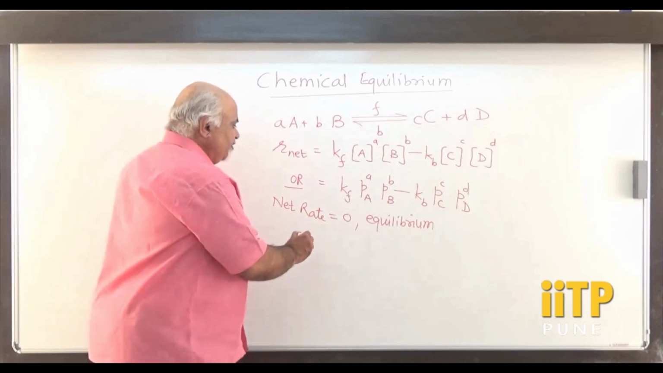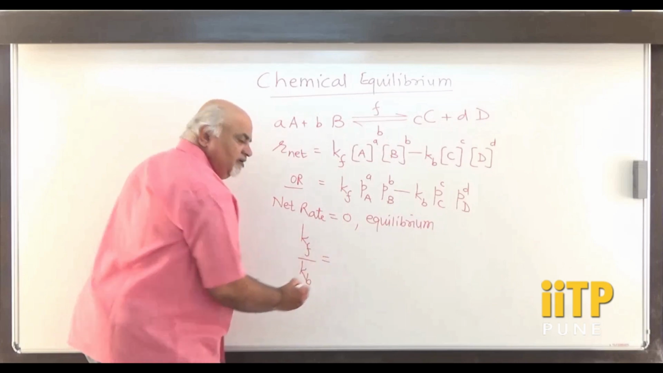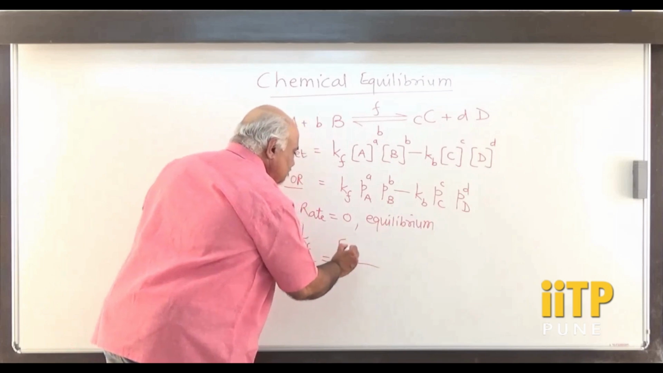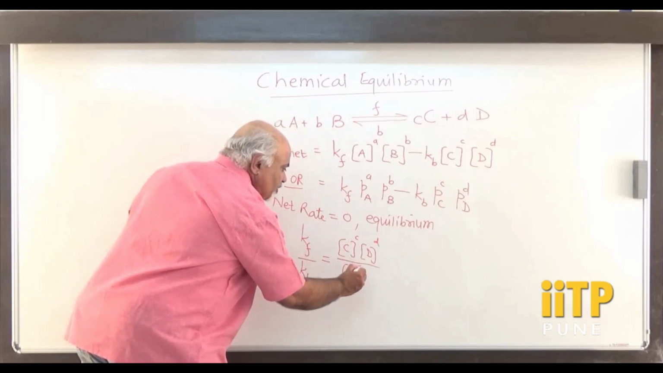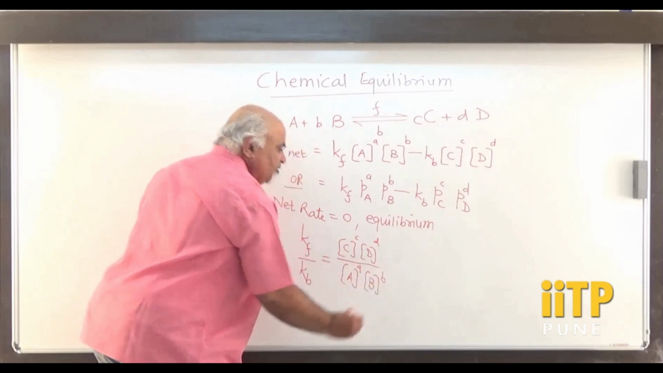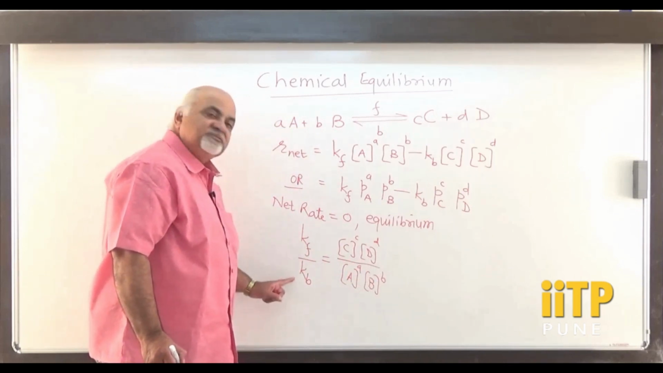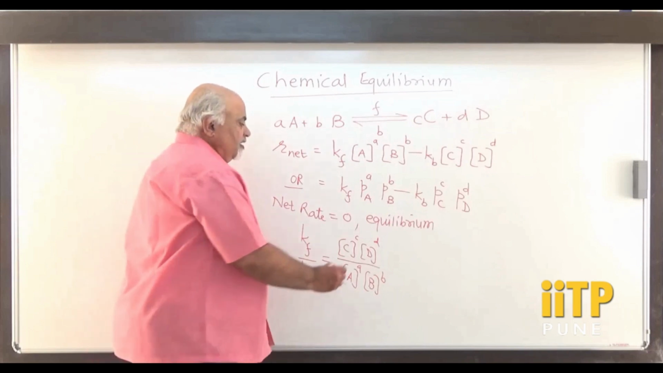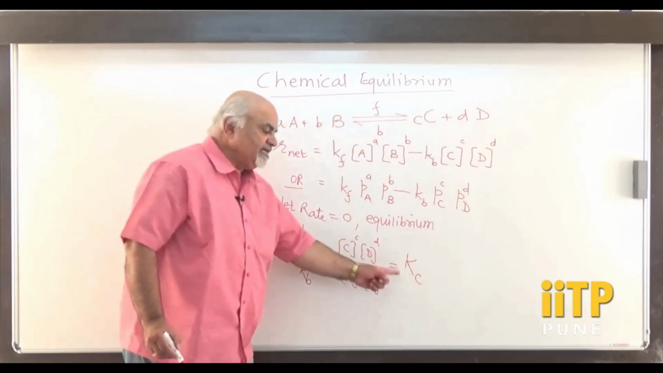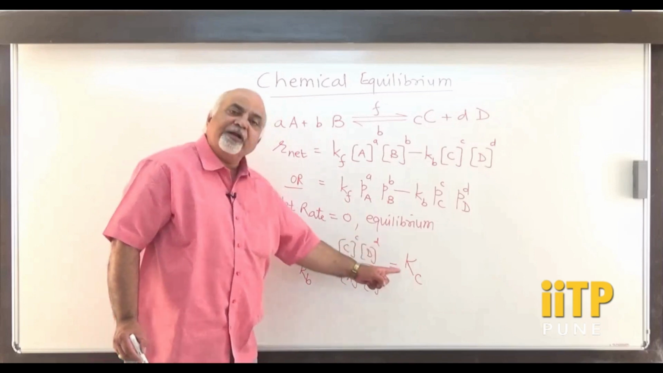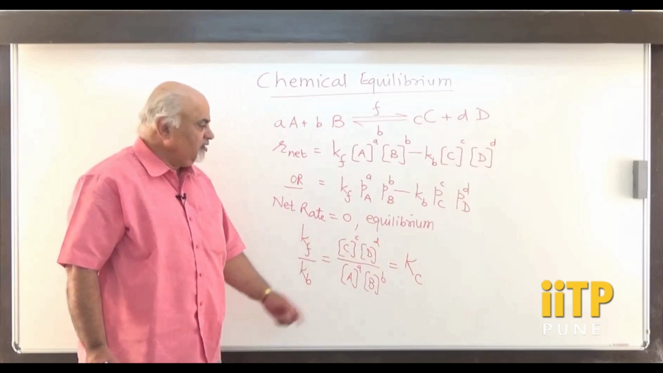So at chemical equilibrium, we can have the forward rate constant upon the backward rate constant as the concentration of C raised to c, D raised to d, over the concentration of A raised to a, concentration of B raised to b. This ratio is related with the two rate constants, which are always temperature dependent terms, and the ratio represents the ratio of the concentrations, and that is what Kc is. This K is capital, indicating the equilibrium constant in terms of concentration for a given reaction, Kc.